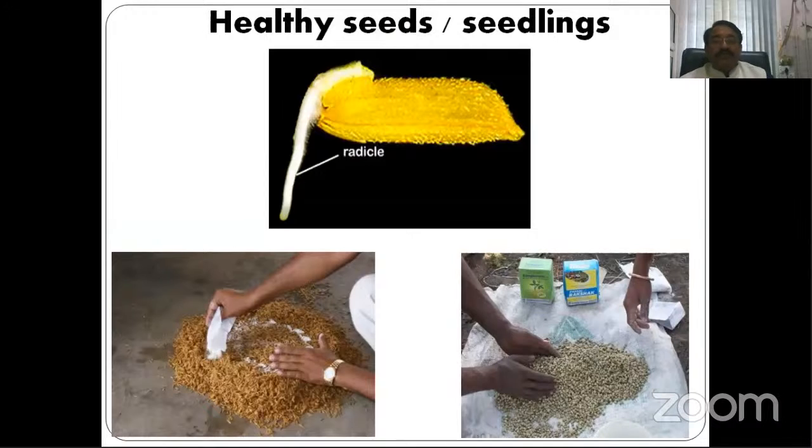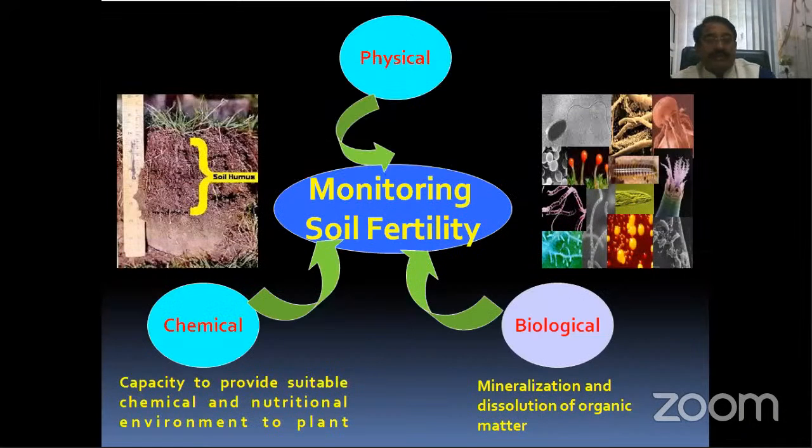In management, the first aspect is the seed, a very good healthy seed. If a resistant variety is available, that is very good. Within the resistant variety, the seed and seedlings should be healthy. They must be treated with Trichoderma, Pseudomonas and other bioagents. So healthy seed should be taken.